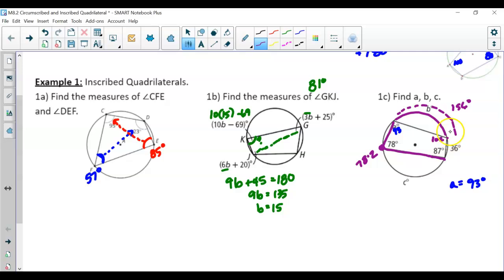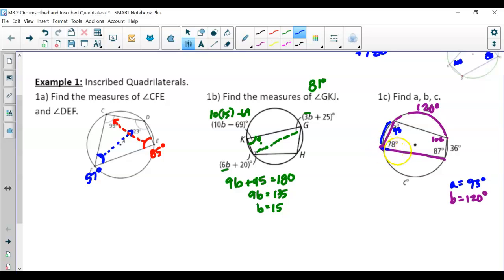So this whole arc is 156, but we're already given 36, so what do we have to do to find B? Subtract. So that's how we get that B here is 120 degrees, because now they add up to the 156. So B is 120. Now, notice C is another section, but we have to keep going around to figure it out. So I need to now notice what this piece is.